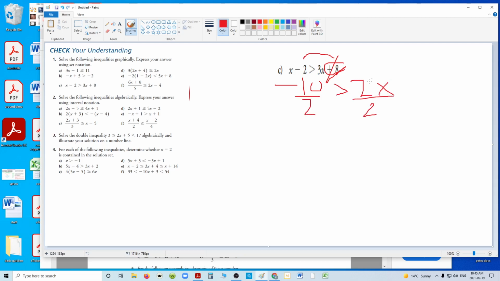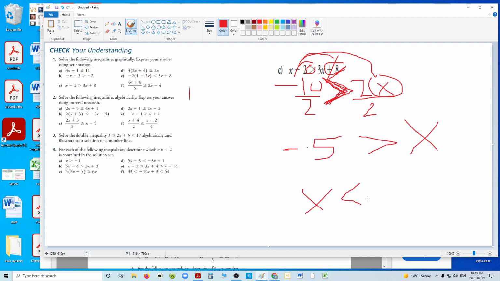Notice though that the x goes to the other side, and this is a good example of why you have to switch the signs. Instead of dividing by negative, I brought the x to the right side, which brought the little nose now pointing to the x, before the big mouth was pointing to the x. And you can see now why you have to switch the signs when you divide by a negative number. Anyway, I get minus 5 is bigger than x, which means that x must be smaller than minus 5.